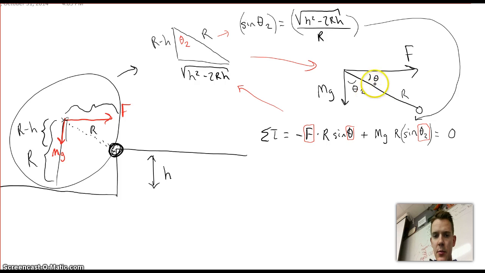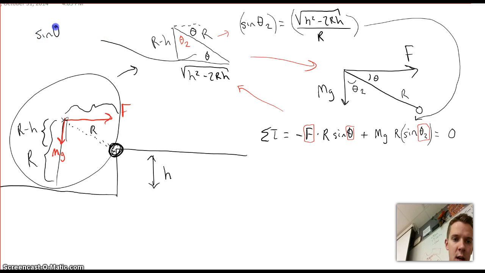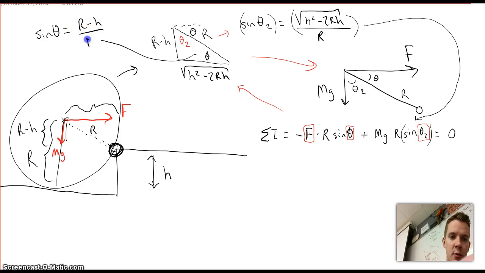Likewise, I think I can do this with theta. This angle is actually theta. If you look at my picture here, this triangle kind of shows up right there. So that's theta. And so is this angle right here. So I can write a sine of theta as well. Sine theta is opposite over hypotenuse, so that's r minus h over r. And I can take that and plug that in right down here.